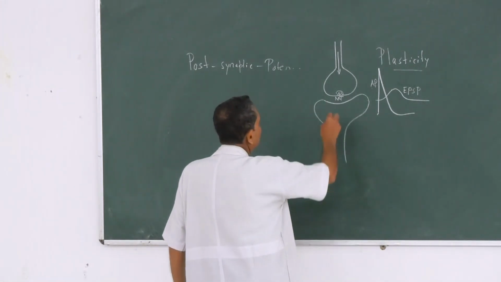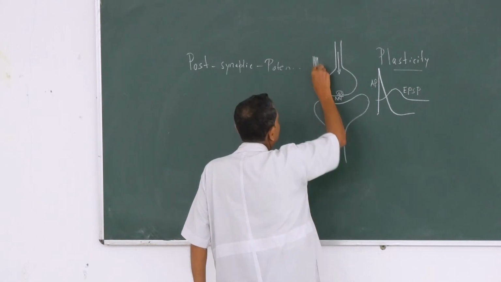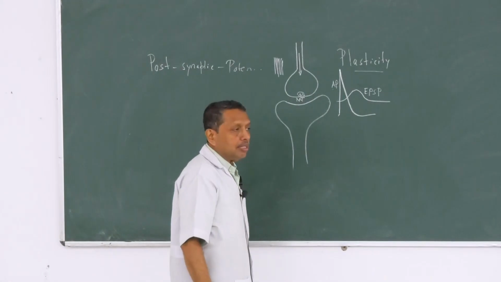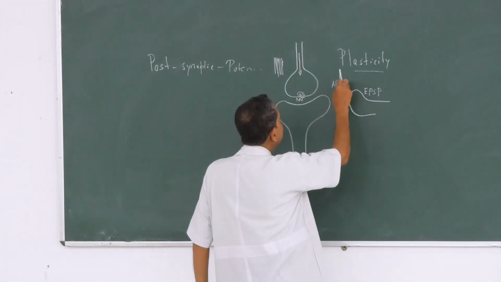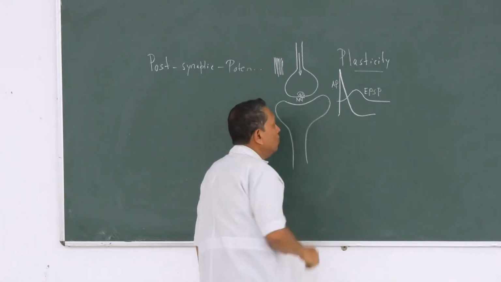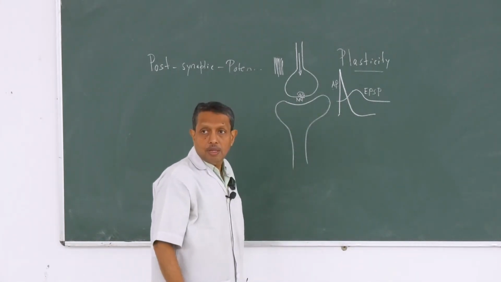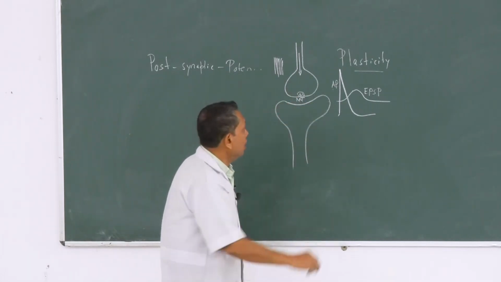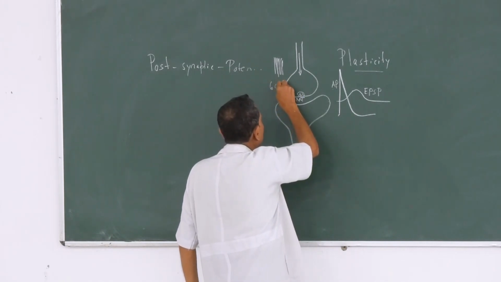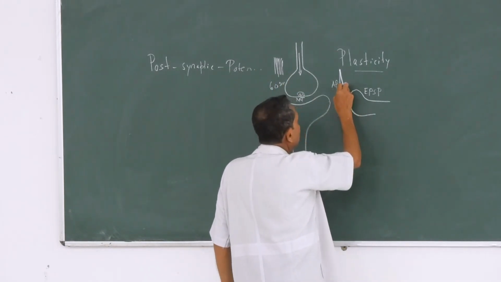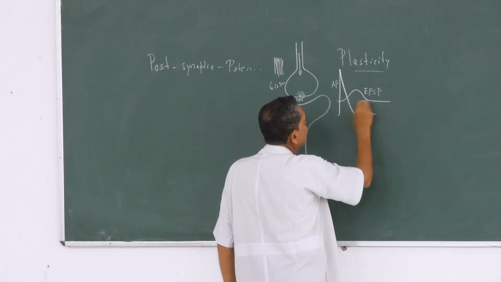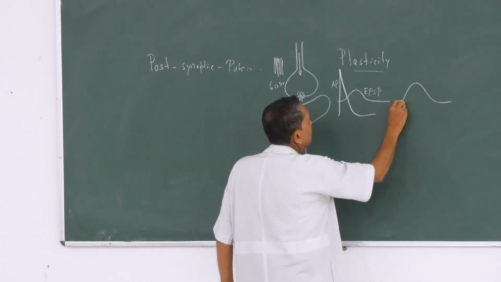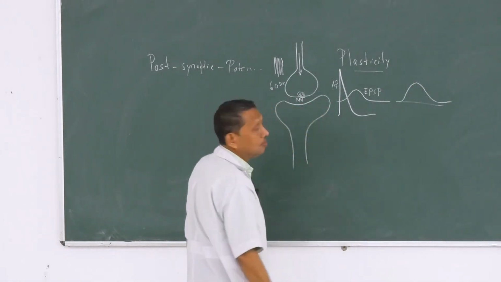Suppose there is a train of impulses, and action potentials can be generated due to temporal summation. After that, within 60 seconds or so, if another impulse comes, then in this case there is an increase in size. It is the post-tetanic potentiation.